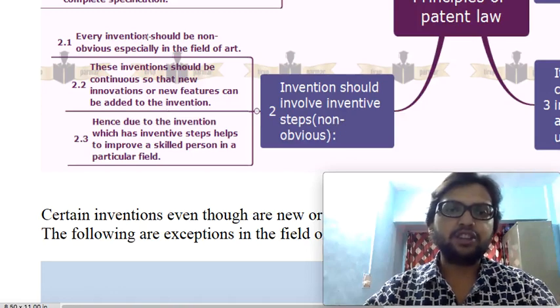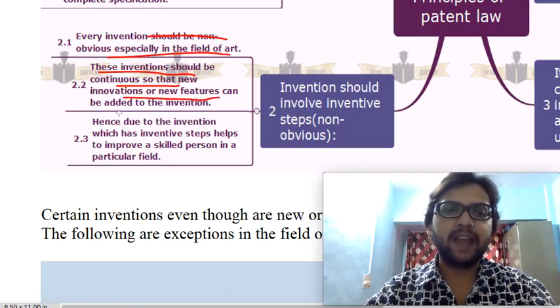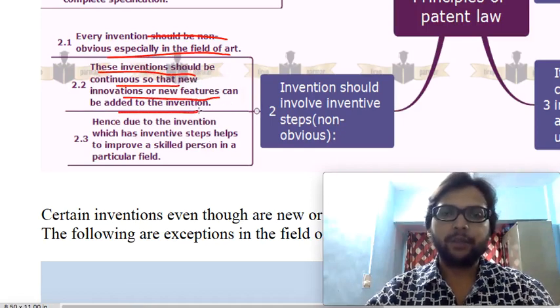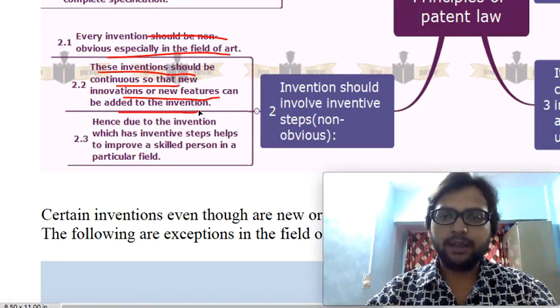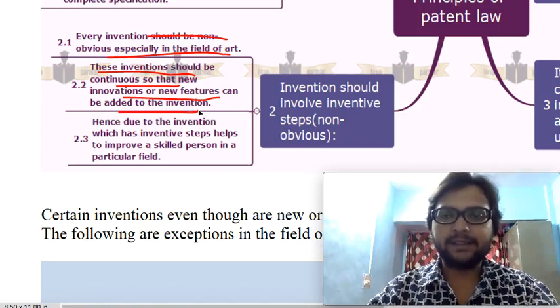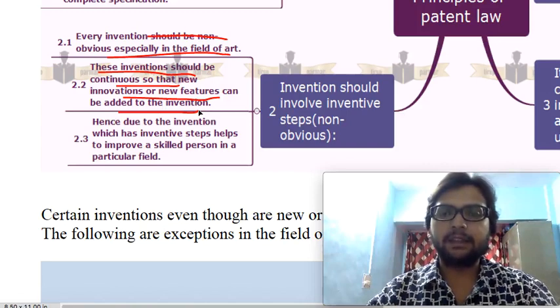Every invention should be non-obvious, especially in the field of art. This invention should be continuous so that new inventions or new features can be added to it. One of the most important points: as we know, Apple holds patents for its iPhone devices. Now, if they stop making any changes in the existing iPhone, then their patent might expire in some time and some other person can acquire the same.